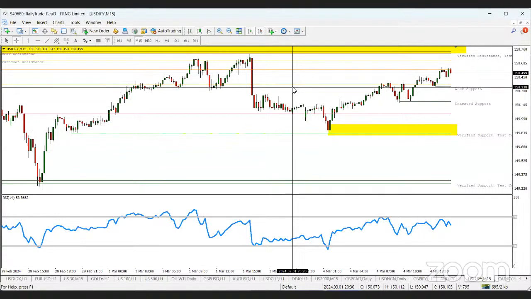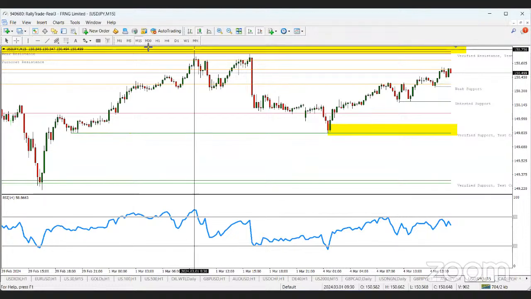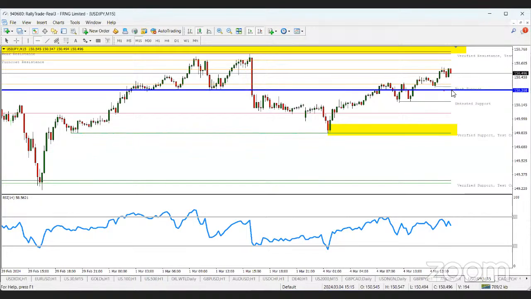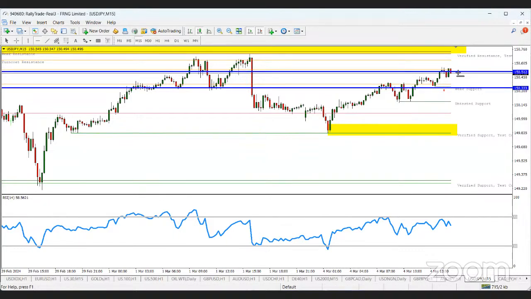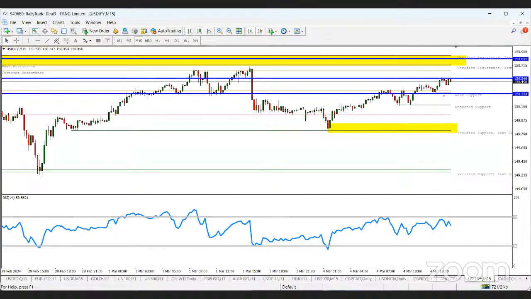I can look out for my buy from 150.330. That's for my buy. And then I can take profit for that buy, looking at around 20 pips of profit. So from that 150.330, I can take profit at around 150.530.